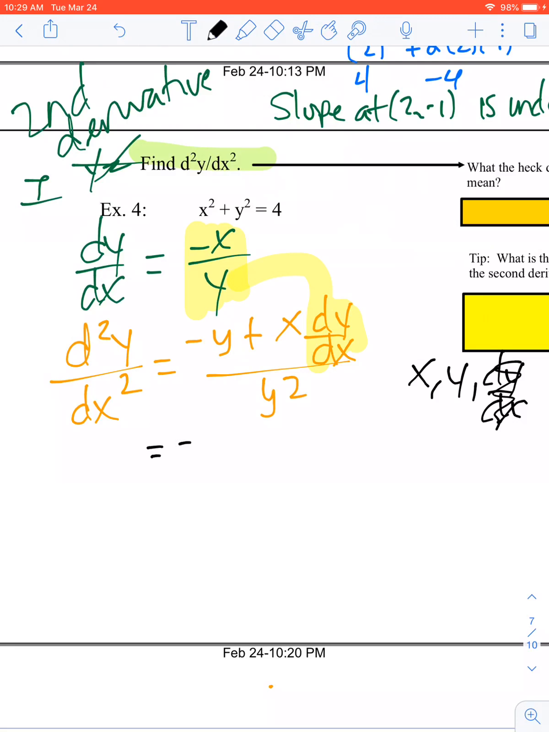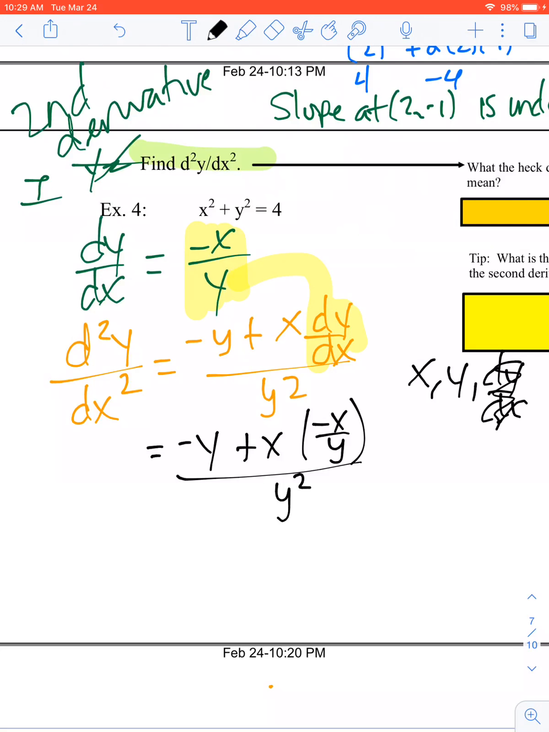So when I do that, I get negative y plus x times the opposite of x over y, all over y squared. If this was a test question, let's say this was an 8-point problem, this would be 6 out of 8. This shows me that you kind of understand that process.